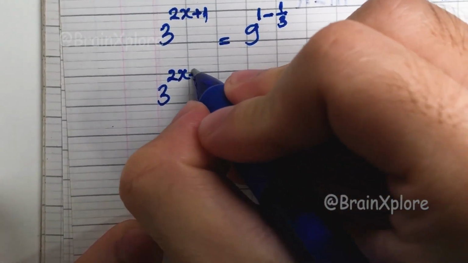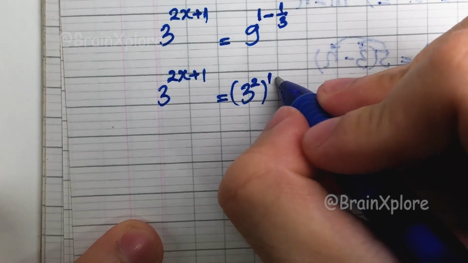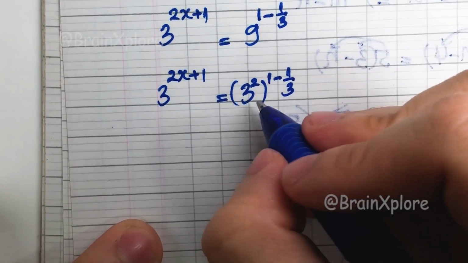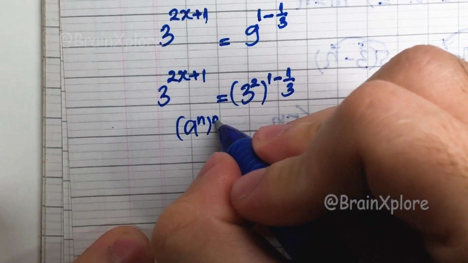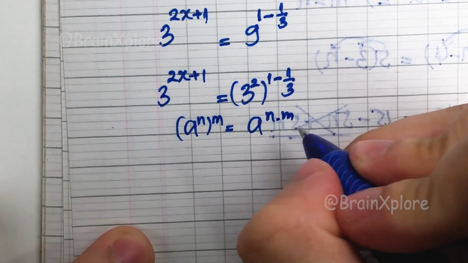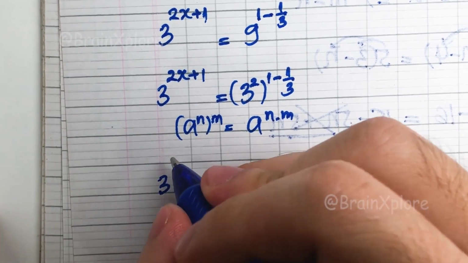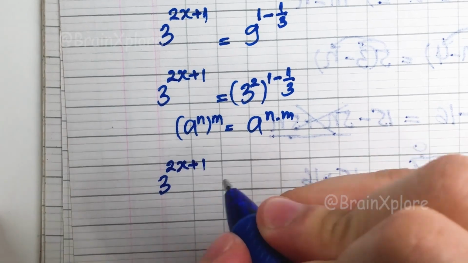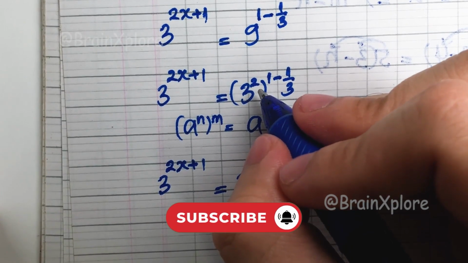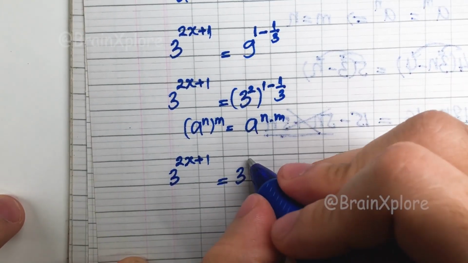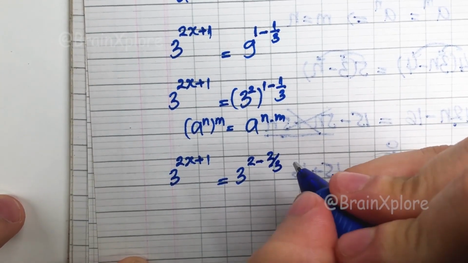Okay, so we're going to rewrite this again. 3 powered by 2, the whole thing's powered by 1 minus 1 over 3. So in these things, we're going to apply the rule a powered by n, and the whole thing's powered by m, equal to a powered by n multiplied by m. Okay, so we're going to rewrite this equation again. 2x plus 1 equal to, okay, we're going to apply the distributive property into this power. So we can write power 2 minus 2 over 3.